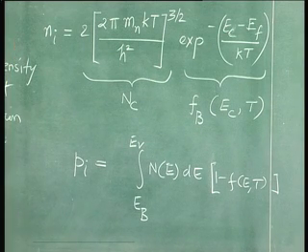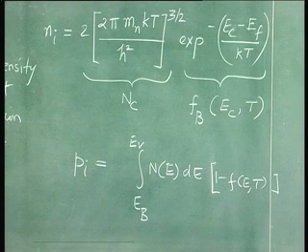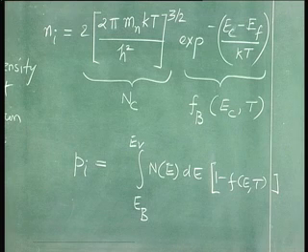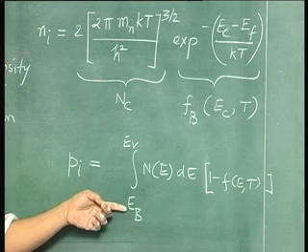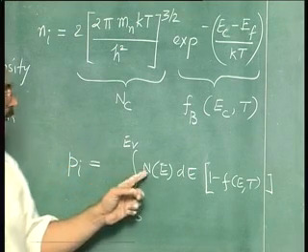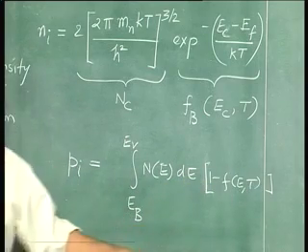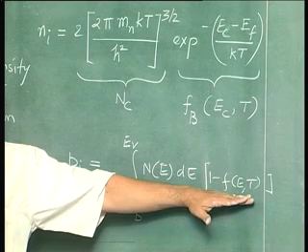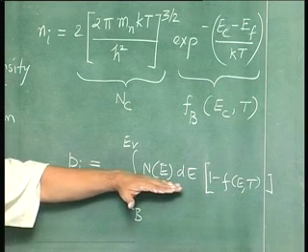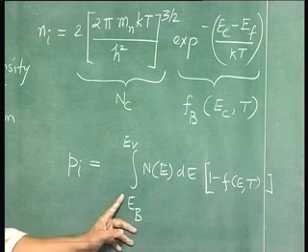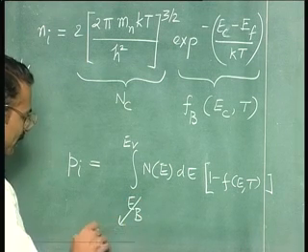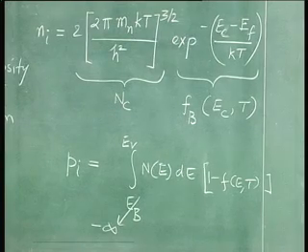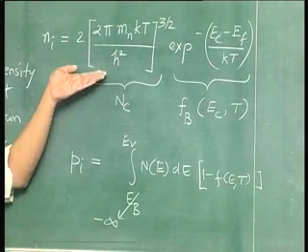So based on whatever discussion we have had now, we can write down an expression for Pi. So Pi, we have written it here, is equal to integration over the valence band of the function Ne dE into 1 minus f of E comma T. You use Boltzmann approximation to the Fermi-Dirac function, and then use parabolic density of states approximation here, and the bottom of the valence band you replace by minus infinity, and then your result will be exactly analogous to this.